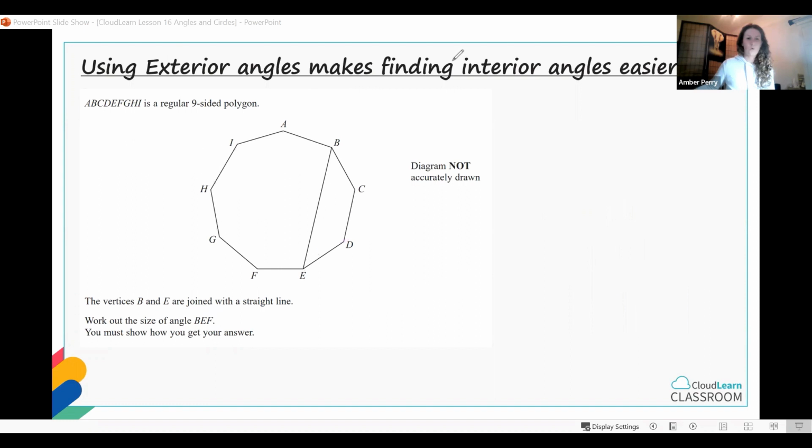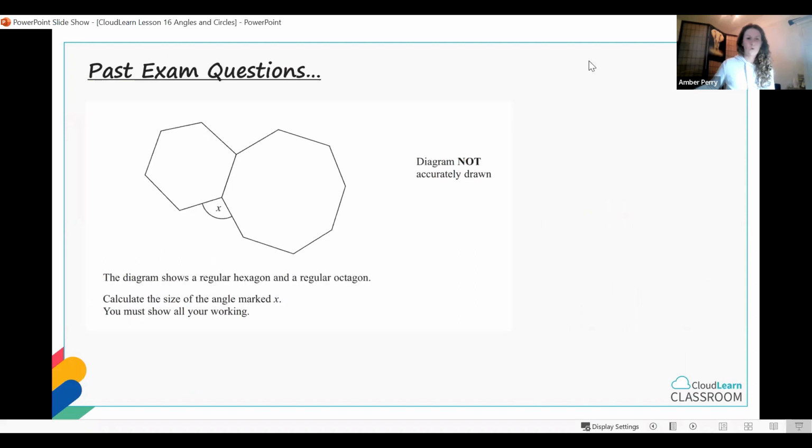I'm going to do a couple more examples of these past exam questions because I just want you to get an idea of how to go about answering these questions. Sometimes they can look a bit daunting, but quite often once you start filling angles in and putting all the information that you know on there, you'll find that you quite quickly get to where you need to get to. So let's have a look here. We've got a diagram that shows a regular hexagon, okay, and a regular octagon.